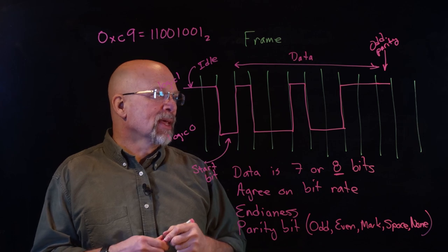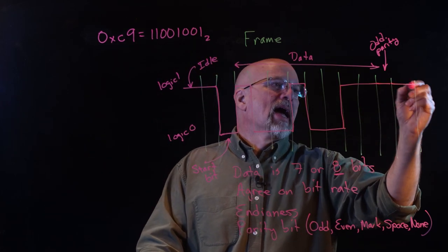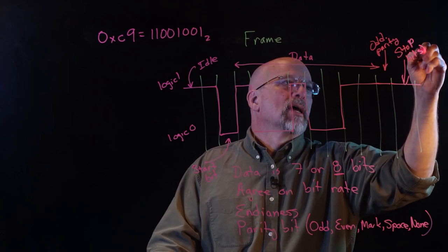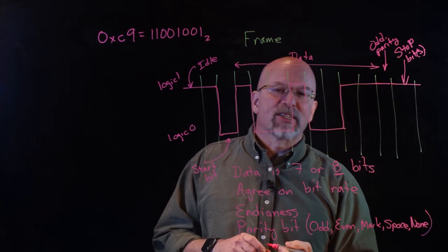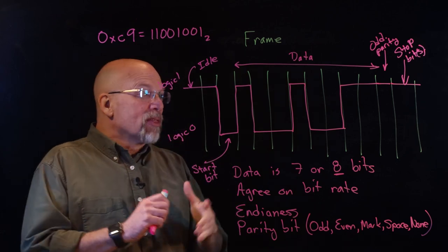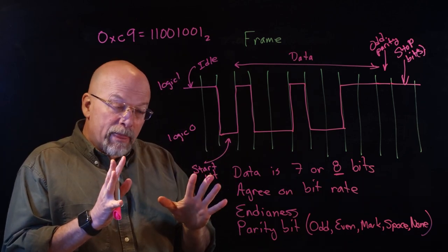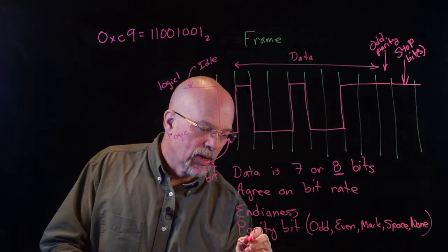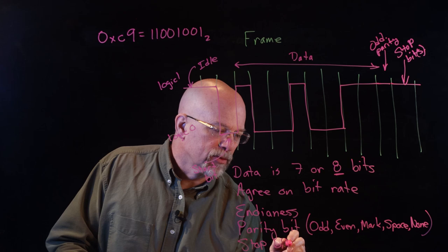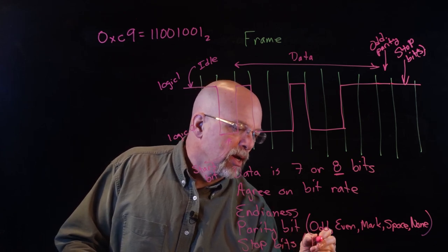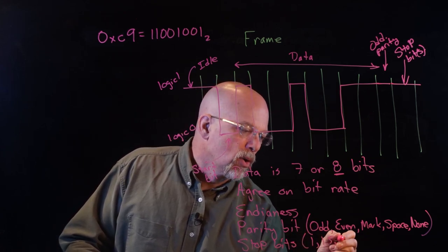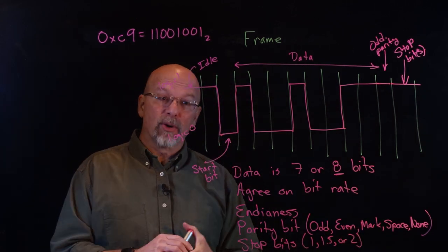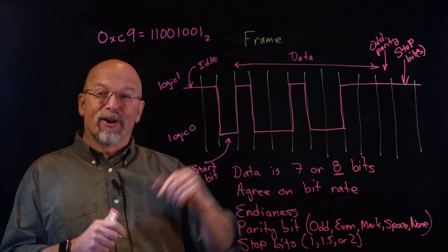All right. And at the very end over here, we have our stop bits. And I put bits with the S in parentheses, meaning that there could be 1, there could be 1.5, and there could be 2 stop bits. So we have to also agree on the number of stop bits as 1, 1.5, or 2. And that's really all we need to agree on. Once we've agreed on that, there's our frame.